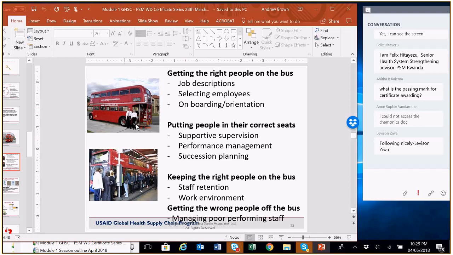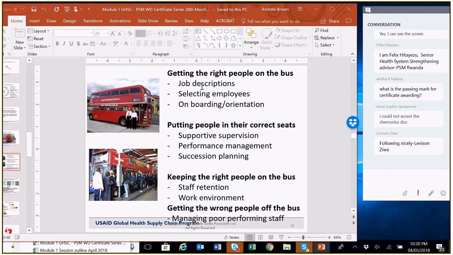These are the conductors. These are the leaders of the bus. And we imagine the bus is our supply chain organization. One of the most important parts is getting the right people on the bus. Passengers can't get on unless they've paid their fare and they can get on the bus. People should not be able to join a supply chain organization unless they're selected appropriately against a job description with the right competencies for the jobs and selected through an open, competitive process.